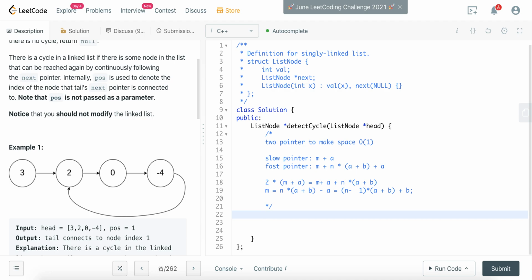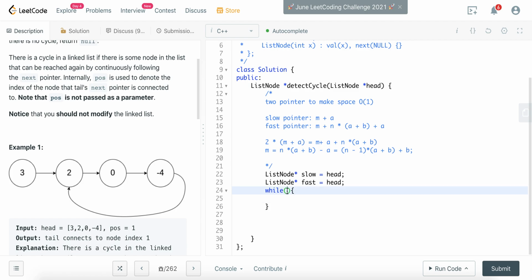I know the visualization could be clearer if we marked this m, a, and b, but I hope you guys can get it. So I have slow equals head, and I have fast equals head. First, let's find the meeting point. So while fast and fast.next exist, my fast travels 2 steps forward, and my slow just travels 1 step.